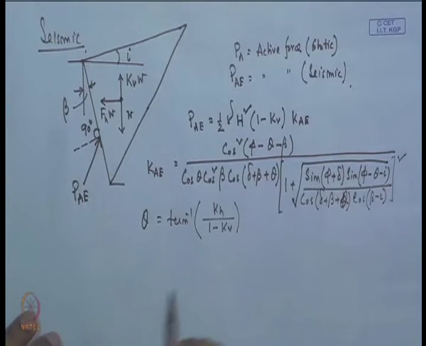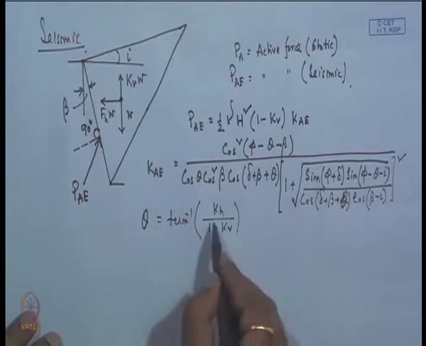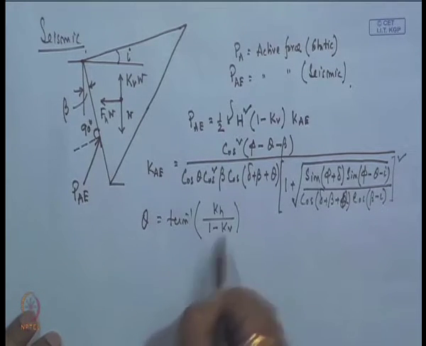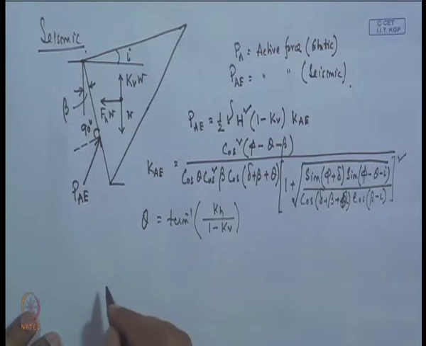So, this is the seismic analysis. So, theta is tan inverse of kh over 1 minus kv. Now, by this expression we can determine the active force on the retaining wall in seismic condition.